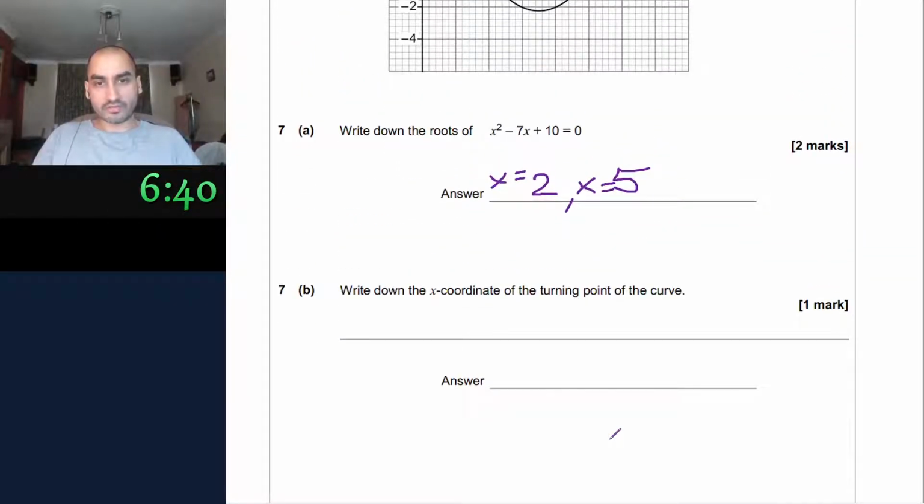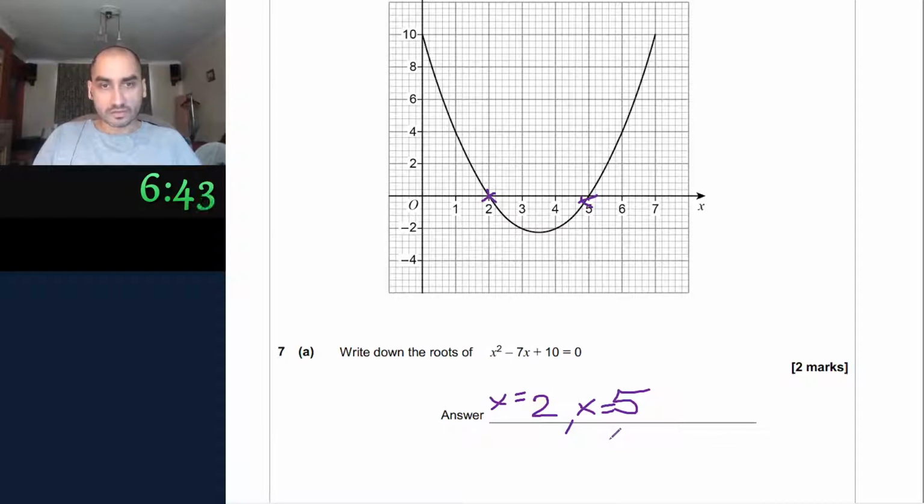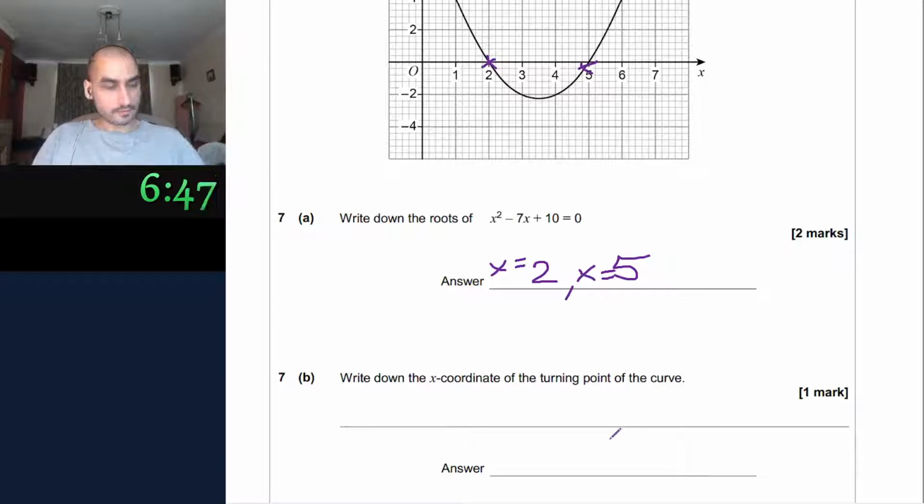Write down the x-coordinate of the turning point of the curve. It's going to be halfway between 2 and 5, so 3.5. You can use calculus to work it out, but it's symmetric, so you know for sure it's 3.5.